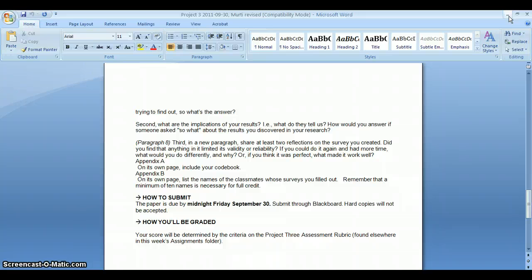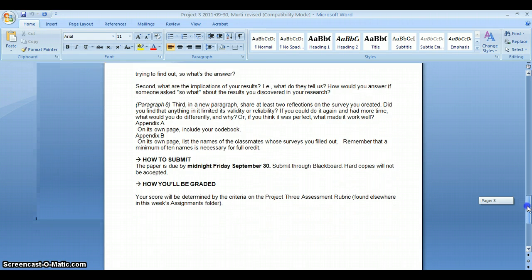So all of this, your paper, is due by midnight, Friday, September 30th. So you have quite a lot of time to work on it. I would suggest starting right away, though, because there are many steps. And be sure to note down any questions you have to ask me in class next Wednesday, September 28th. You submit the paper through Blackboard as usual. I will not accept hard copies.